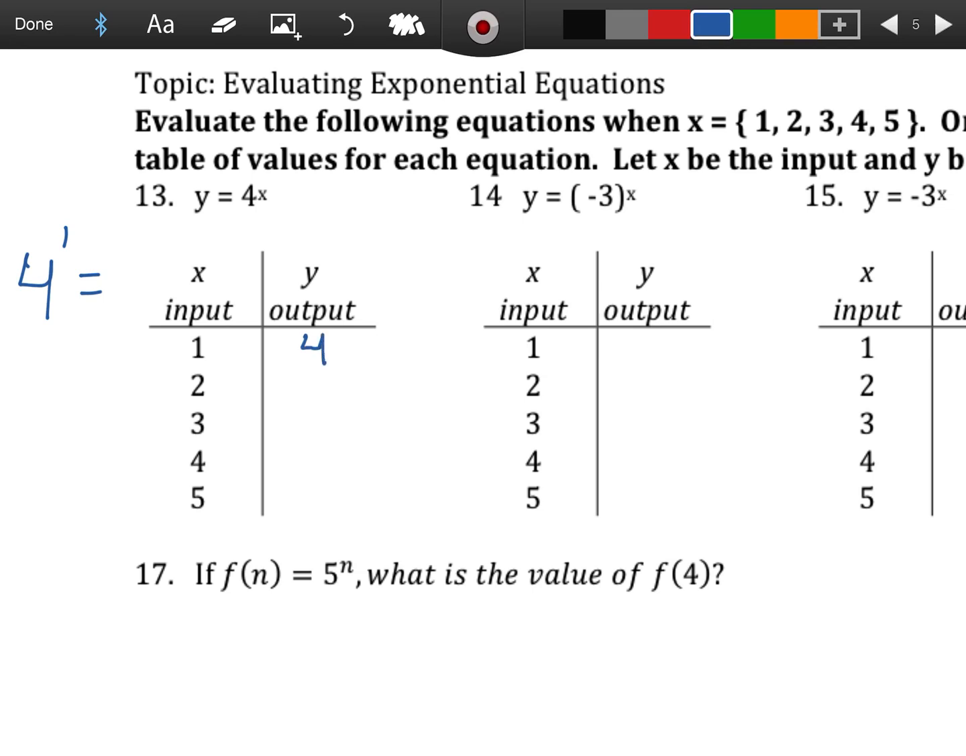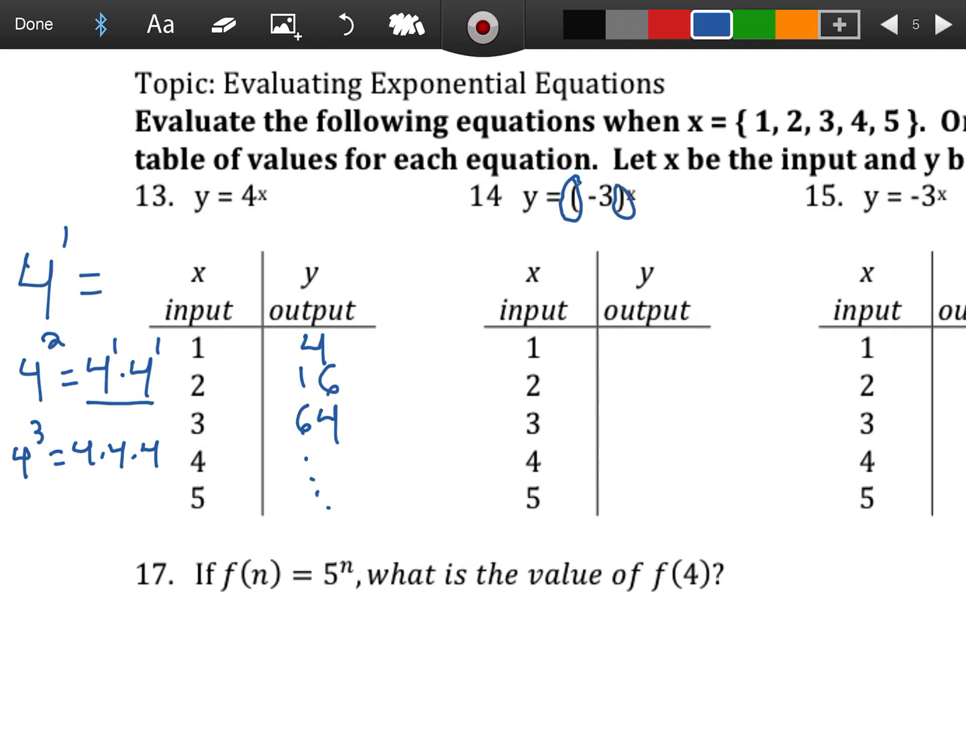All right, so our first equation is y equals 4 to the x. Our input's 1. So what? 4 to the first power. It's just 4. 4 squared. Can you rewrite that? You can. It's just 4 times 4. 4 times 4 is 16. 4 cubed. We have 3 versions of 4. So 64. I'll leave the next 2 up to you.